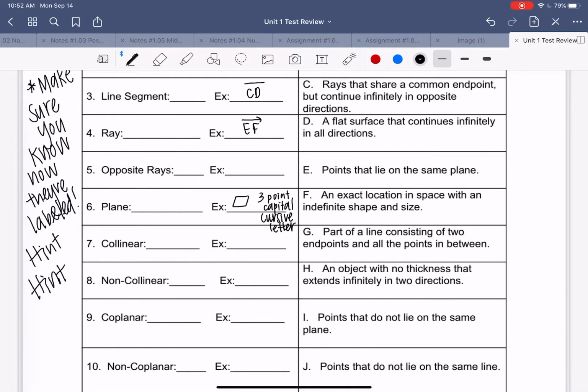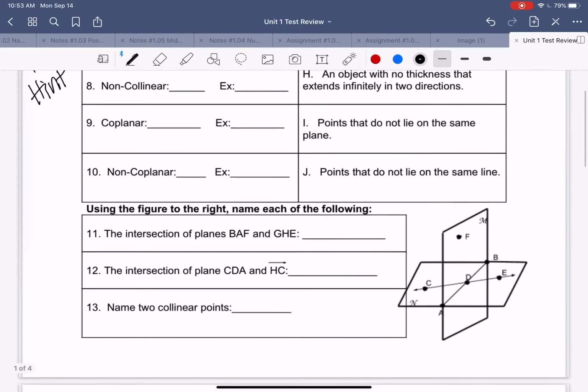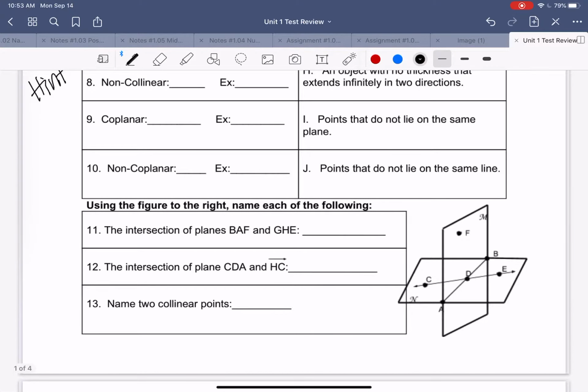Okay, collinear means all on the same line. Coplanar means all on the same plane. Okay, so the intersection of planes BAF and CDE. Sorry, that's my dog. So I'm looking for a line that intersects both planes. So what you're looking for is a line that touches both planes.